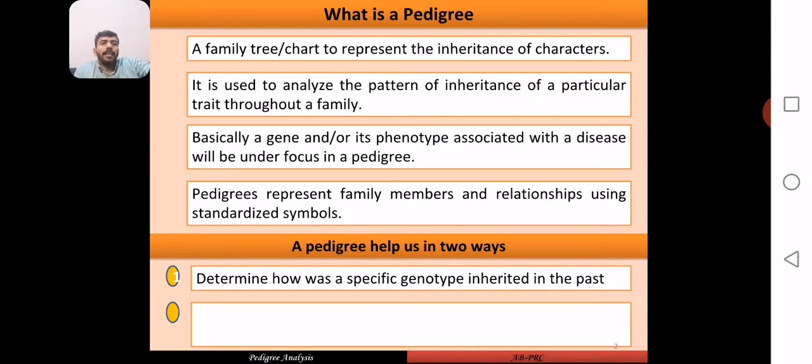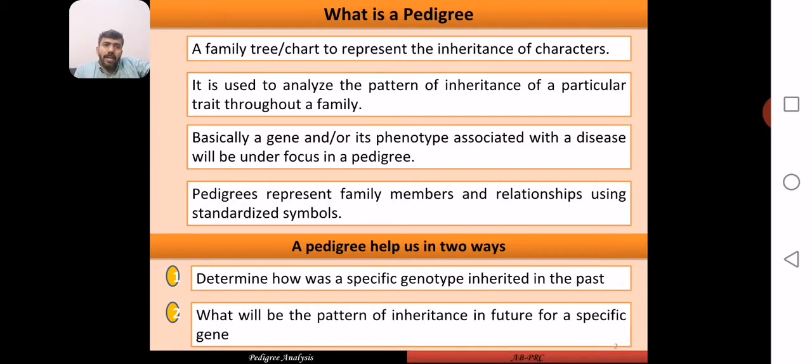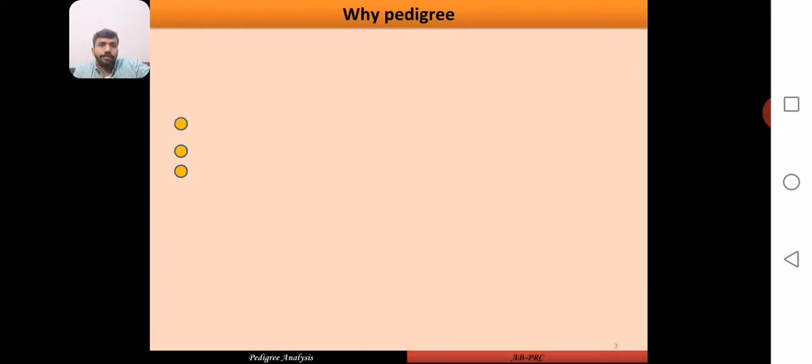The second thing, definitely, this will be giving an idea of future generations' expression of that gene. That means this is a kind of prediction. So based on the available data of previous generations, you can go for a prediction in future generations.